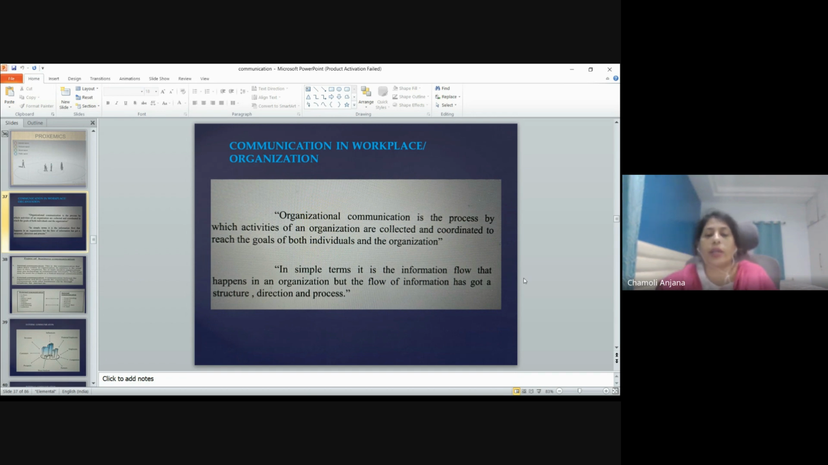Because organizational communication is formal communication, and if you recall what I explained yesterday about formal communication, it follows a prescribed path and channel, and it has a proper structure. It has to follow a specific direction. It cannot go the way it likes, unlike informal communication.